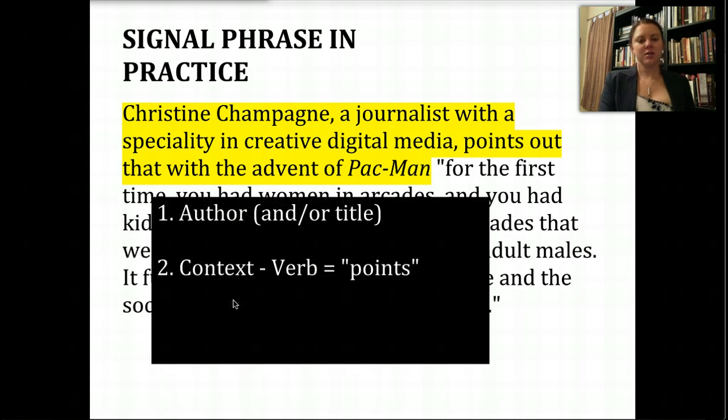Okay, so in this instance, in the signal phrase, I mentioned both the author, Christine Champagne, and the context, the advent of Pac-Man, as well as giving a verb, Christine Champagne points, okay? So that's bridging between my context and my author.